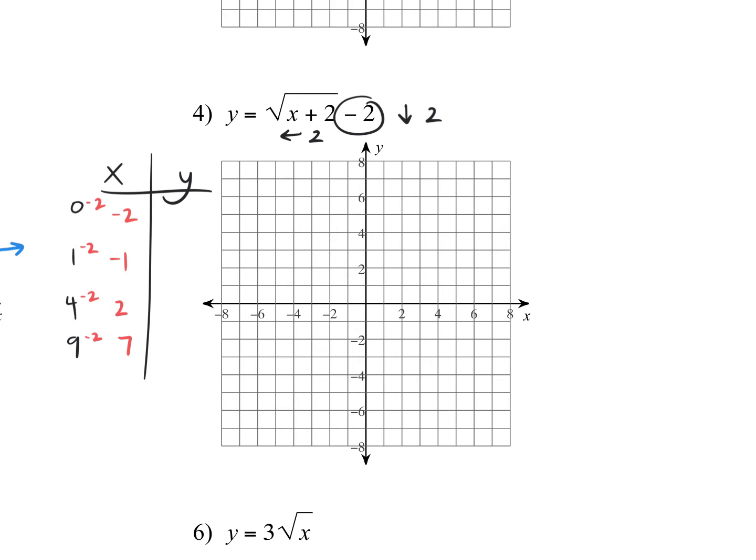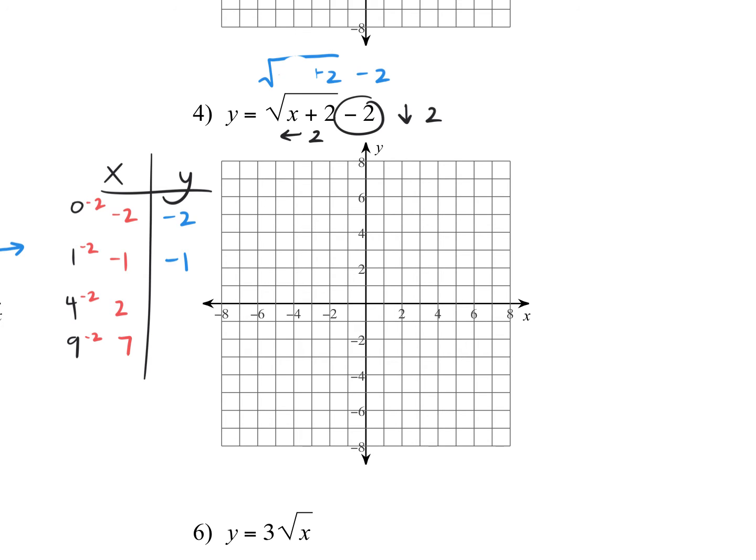And then to find my y values, I'm just going to plug my x values in. So negative 2 plus 2 minus 2. That first part would give me 0, and 0 minus 2 is negative 2. If I plug in a negative 1, negative 1 plus 2 is 1. The square root of 1 is 1. And then 1 minus 2 would be negative 1.